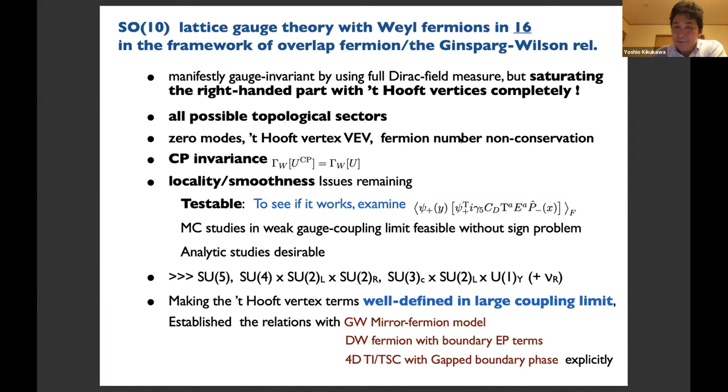Once you have a proof that there is no global anomaly, then it should be possible to design a lattice action and to describe such chiral gauge theory. And that would be easy if you use the overlap fermions as you did first. Okay. Yeah. So I believe that the proof of the absence of global anomaly is very important. Right. As Ruben and Professor Wen did for the SO(10) case.